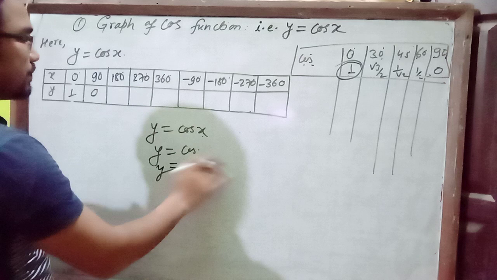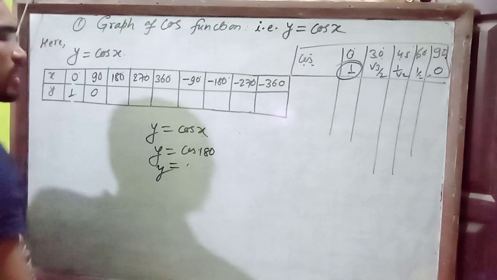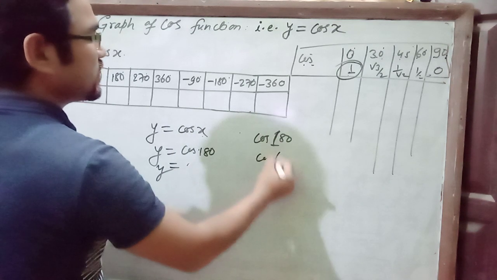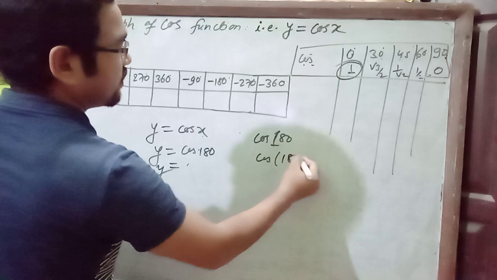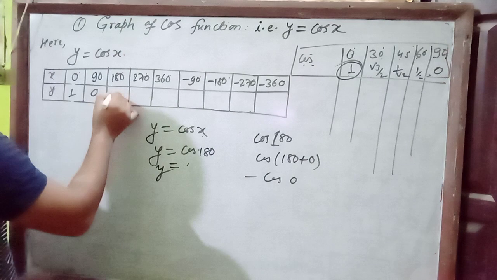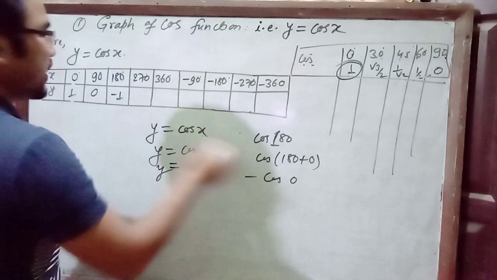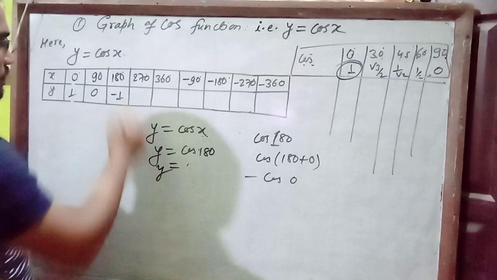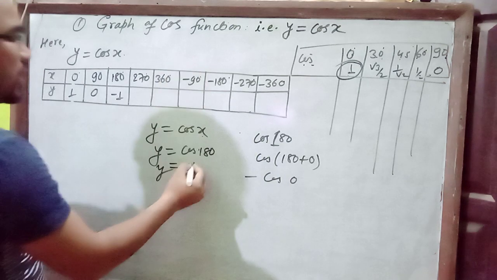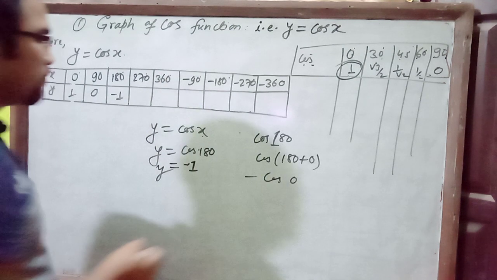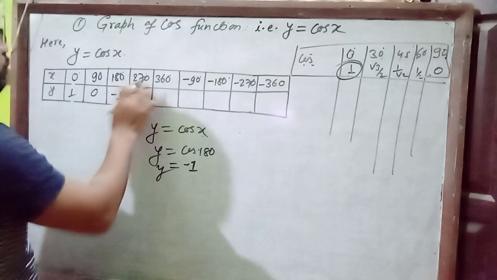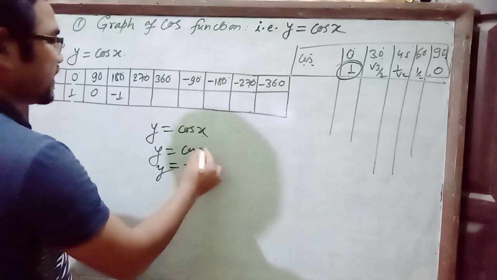Cos 180 degree. Cos 180 degree, how much is this? If you don't know, then you can use the calculator also. The cos 180 means cos 180 plus 0 also we can do. This is like cos 0, this is -1. It comes -1, -1 comes here. Similarly, 270, cos 270. You can use your calculator, we can place the calculator directly and we can get the answer.